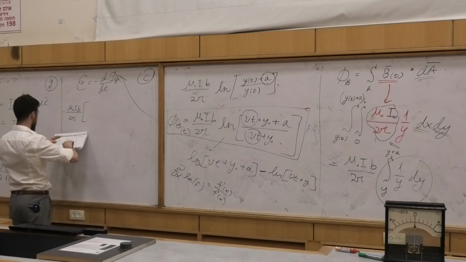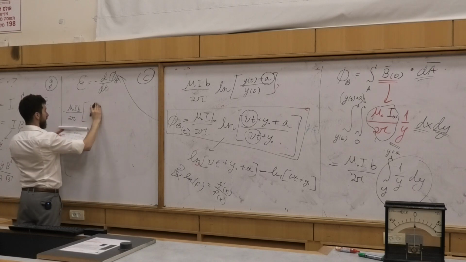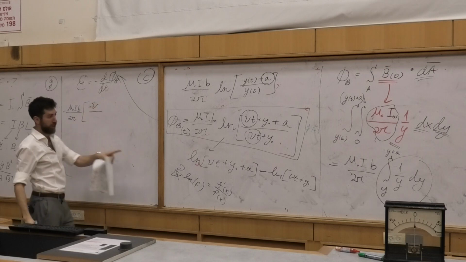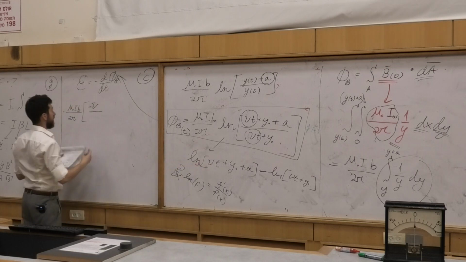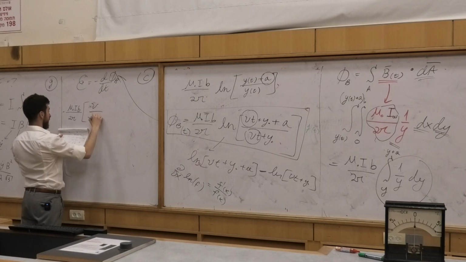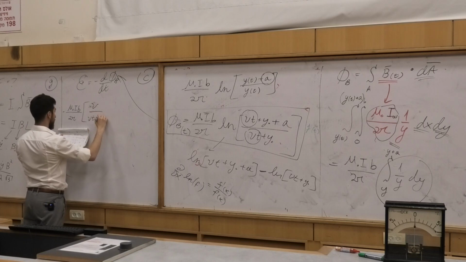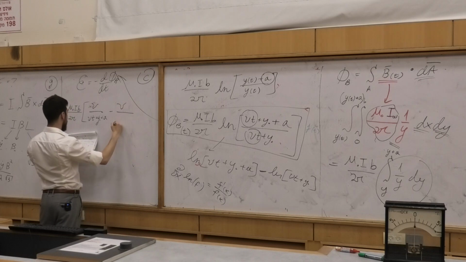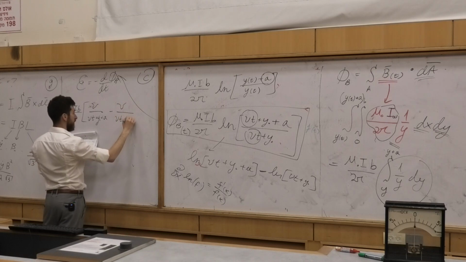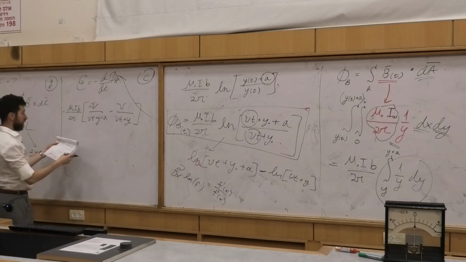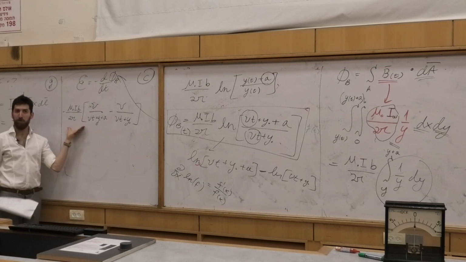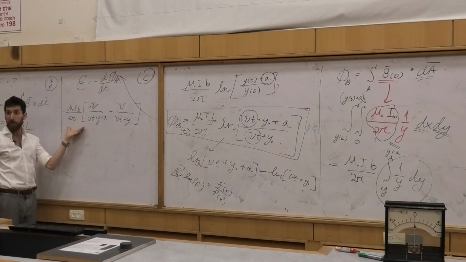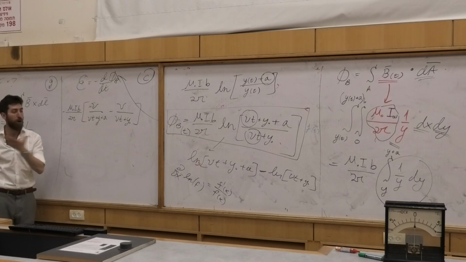Good. So here we're going to end up with v, which is the derivative, divided by the normal one, vt plus y naught plus a, minus v, the derivative, divided by vt plus y naught. They have the same derivative. The only difference is a constant. Good. But this is actually our EMF. This is the voltage that it's having, right?